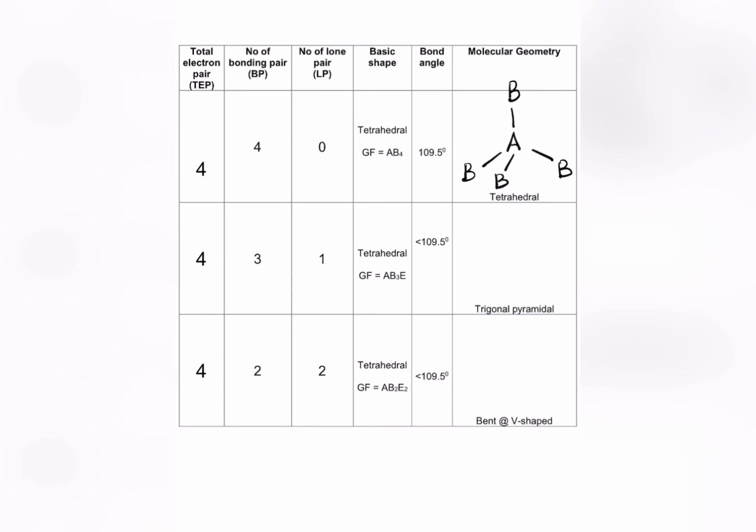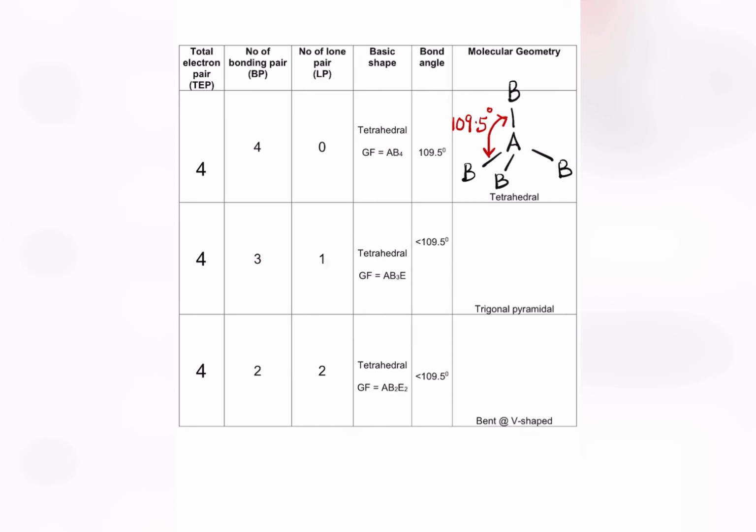Dan my bond angle, saya akan ambil from here to here. The value is going to be 109.5 degree. So, inilah general drawing for AB4. Now, we go for the next drawing. Apabila awak mempunyai 3 bonding pairs and 1 lone pair.